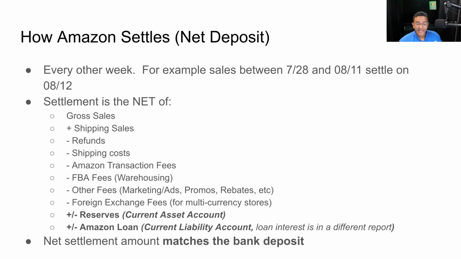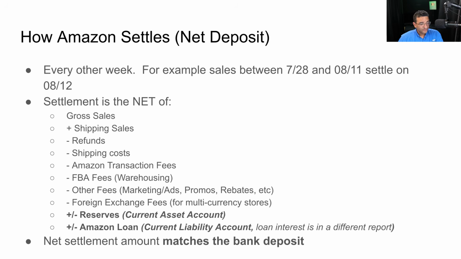Then you're going to have FBA fees. When you have Fulfilled by Amazon, which basically means you're outsourcing your warehousing to Amazon, they're going to charge separate fees for that, a separate fee schedule. And then they charge monthly fees, per transaction fees, inventory holding fees, all sorts of things. And then any other fees pertaining to ads, when they bump up your product in a sponsored listing, promos, rebates, special discounts, all that stuff will be netted from that.